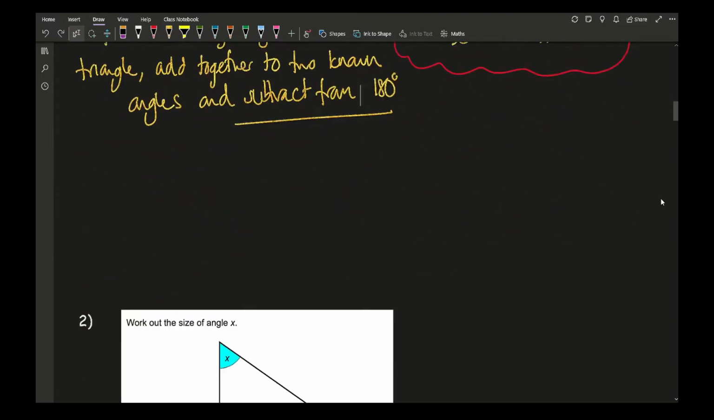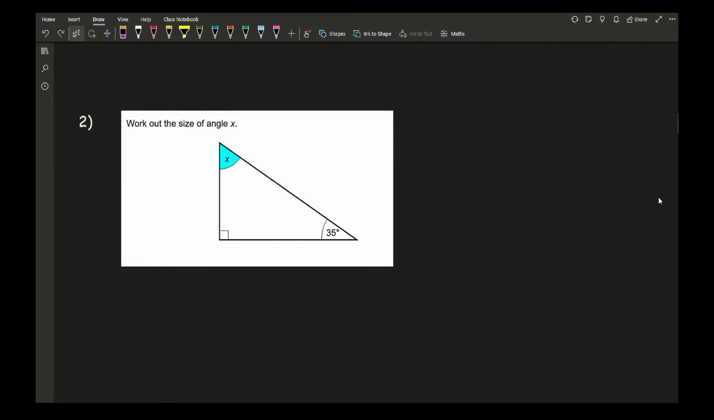So let's move on to another type of question. Here we've got to work out the angle of x. Now here we know one of the angles, but this angle here isn't labeled. However, it is marked with a little box. That little box basically implies that it's a right angle and that it's 90 degrees.